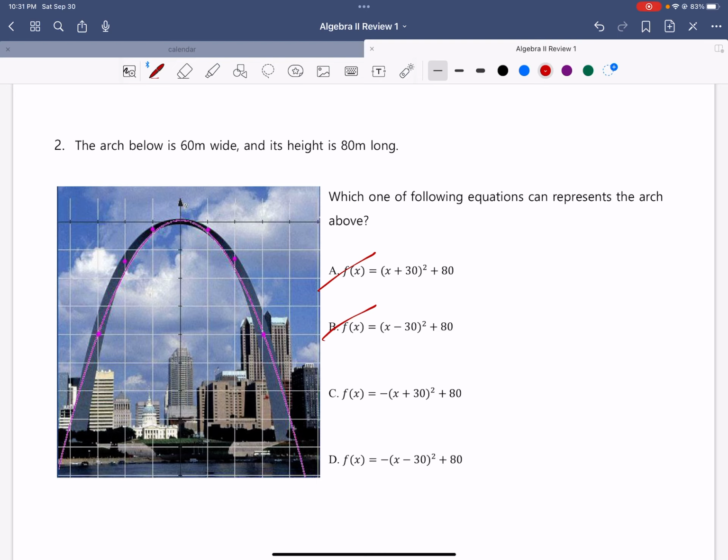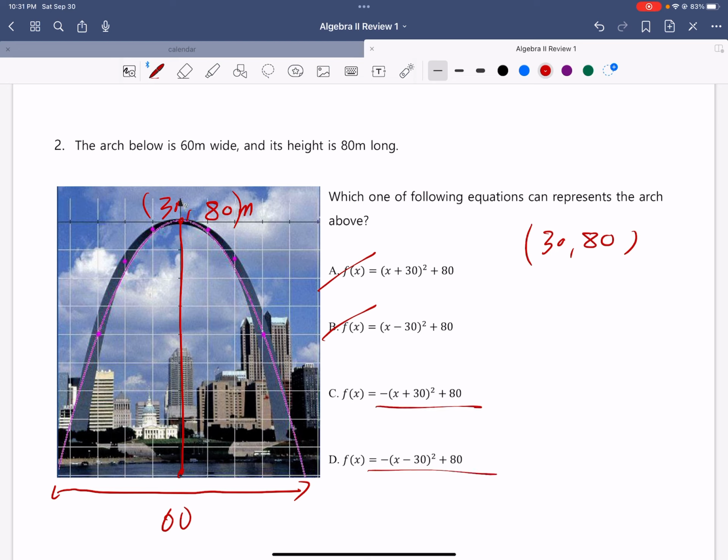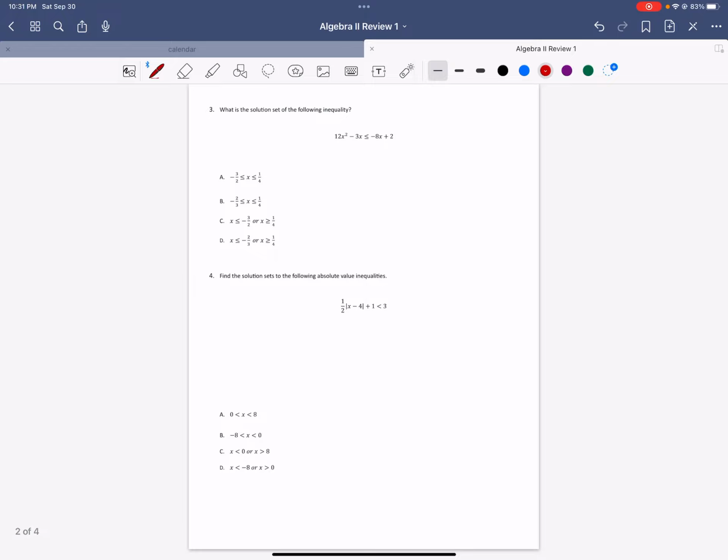According to this question, this arch is 80 meters high, and from here to here is 60. But let's look at this vertex. From here to here it's 60, and the vertex is right in the middle. So the middle of the 60 is going to be 30. So our vertex is going to be 30, comma 80. So which one of these two has 30, comma 80? Obviously, it's going to be D because you have to flip the sign here. Very easy. All right, so let's look at question number 3 and 4.